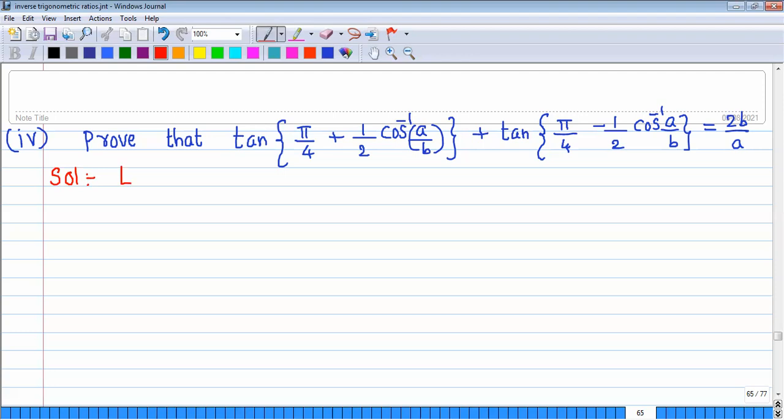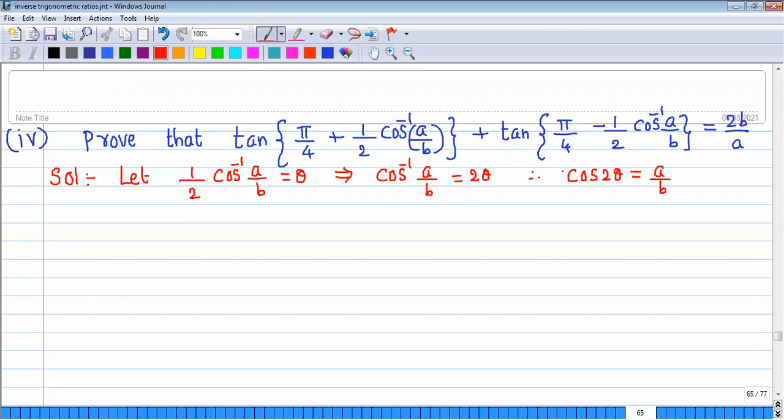First, let us say this half times cos inverse A by B is an angle. You can take alpha or even theta, whatever it may be, you can take theta. Multiply both sides with 2. That is cos inverse A by B equals 2 theta. Using the definition of inverse function, cos 2 theta is equal to A upon B. Just to keep it, you can make use of this last step.